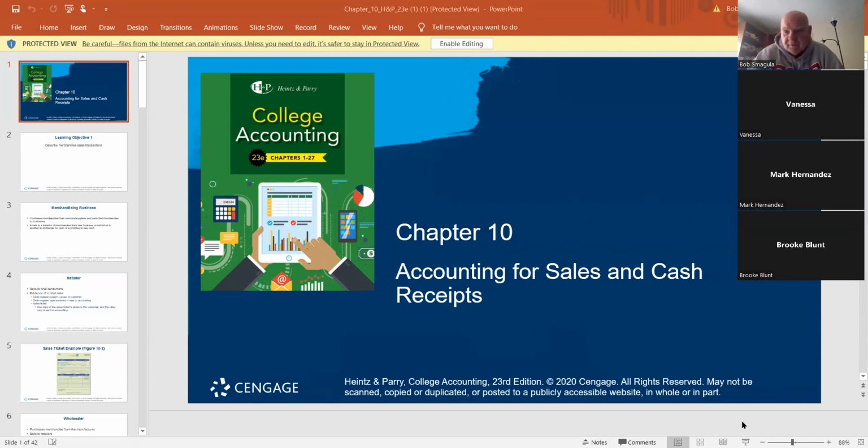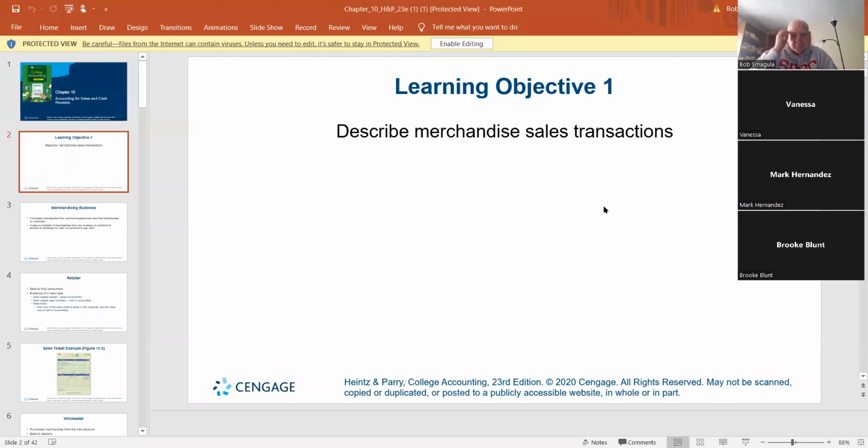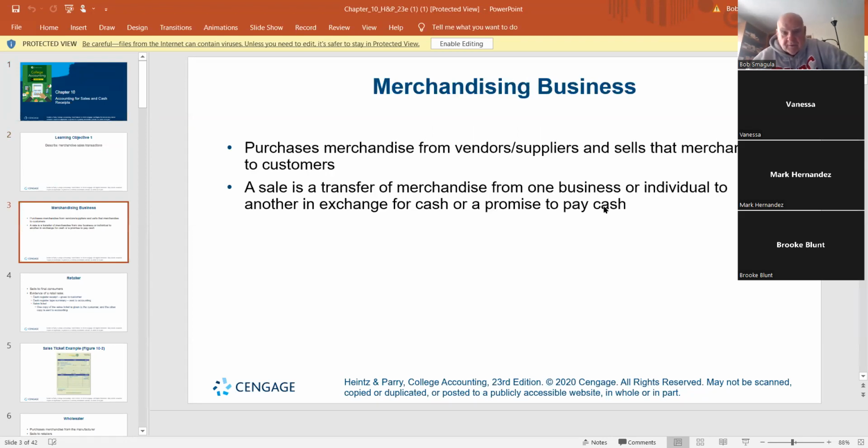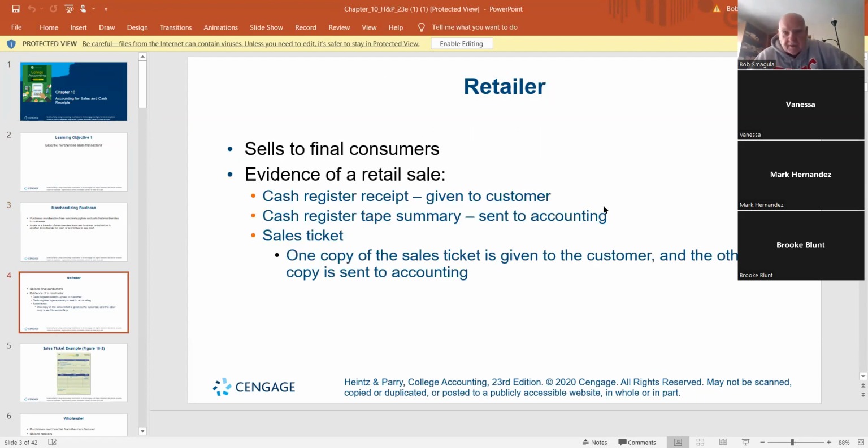In this chapter, we're talking about recording sales, sales at the retail level. We're going to talk about sales and cash receipts a little bit. Merchandise sales transactions. We know that a merchandising operation buys and sells a product. They don't make the product, they buy it and they sell it, like Nordstrom's, like Target. Merchandising businesses purchase from vendors, suppliers, and they sell that stuff to customers. And a sale is a transfer of merchandise from one party to another in exchange for some consideration, usually cash.